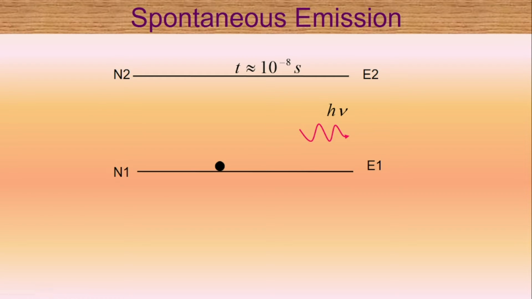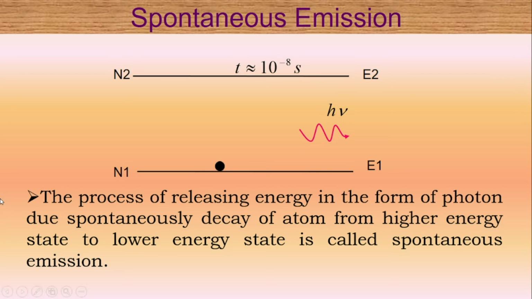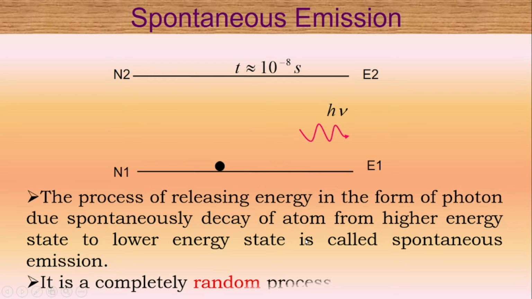Let us see the definition of spontaneous emission. The process of releasing energy in the form of a photon due to spontaneous decay of an atom from higher energy state to lower energy state is called spontaneous emission. It is a completely random process.